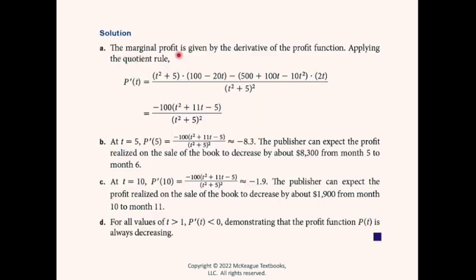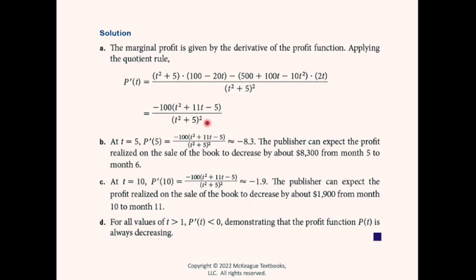So now to find the marginal profit, we take the derivative. I'm going to take the bottom times the derivative of the top, and then subtract the top function times the derivative of the bottom. And then that's all going to be over the bottom function squared. When we distribute and clean that up, we're going to get negative 100 times t squared plus 11t minus 5 all over t squared plus 5, all that squared.